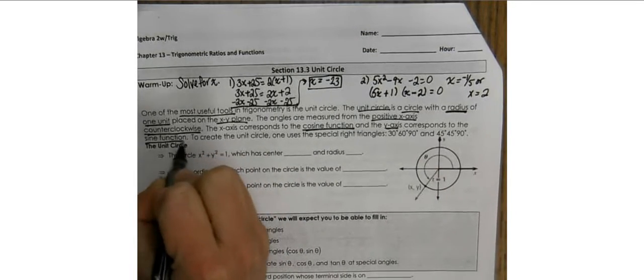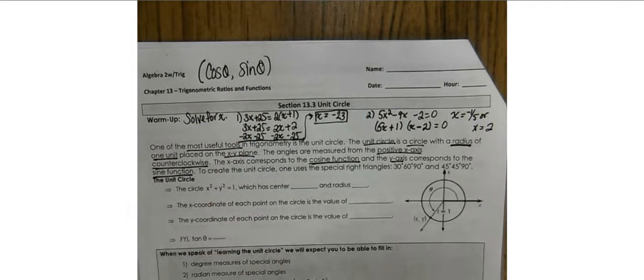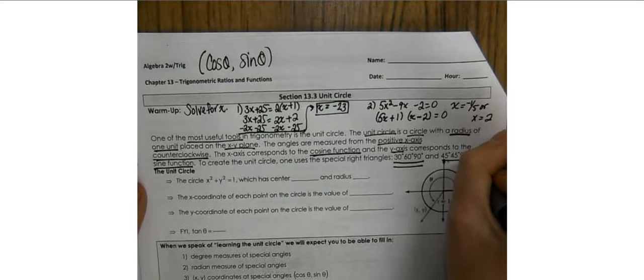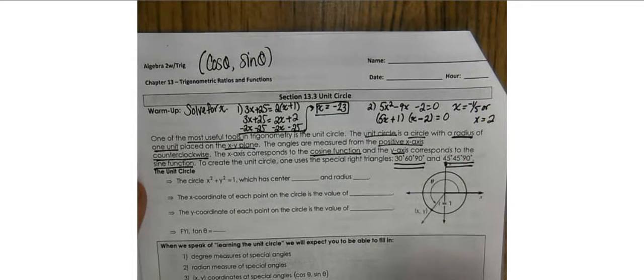The x-axis corresponds to your cosine function, and your y-axis corresponds to your sine function. So every ordered pair is going to be the cosine of theta as your x value, and the sine of theta as your y value. Now, theta is going to be one of our angles from our special right triangles. It'll either be 30, 60, or 90 degrees, or it'll be from our 45, 45, 90 triangles.